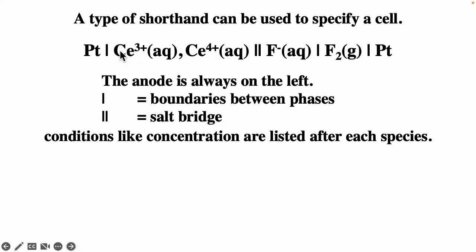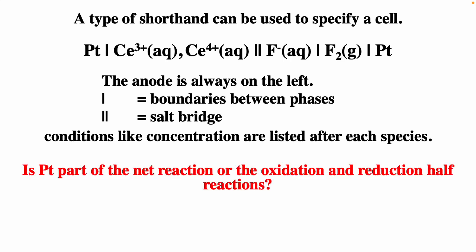And so here we have a different cell, and so we have platinum, cerium 3+, cerium 4+, fluoride ions, fluorine gas, and then platinum. And so we could ask ourselves, is platinum part of the net reaction or either the oxidation or reduction half reactions? And so the platinum is the electrode. Remember on the outside you have the electrodes.